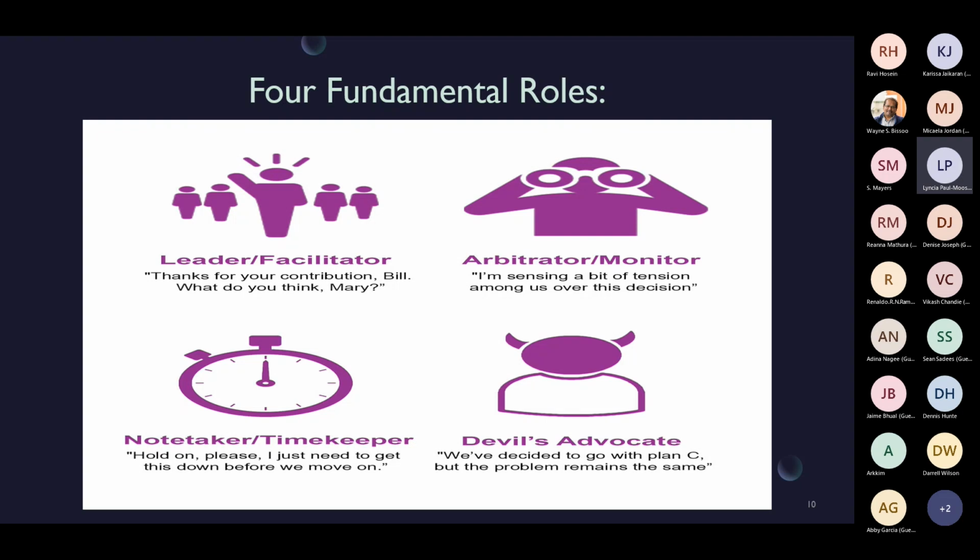There are four fundamental roles to consider in groups or teams, and we will just go through them: namely the leader or facilitator, the arbitrator or monitor, the note taker or timekeeper, and the devil's advocate. So let's briefly run through how we identify these roles. First, the leader or the facilitator.